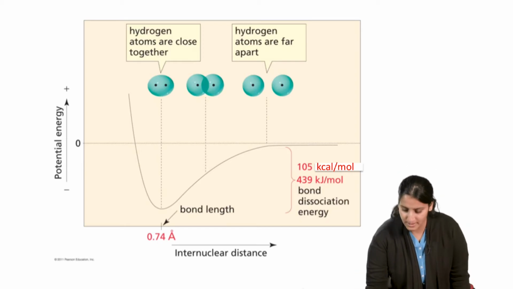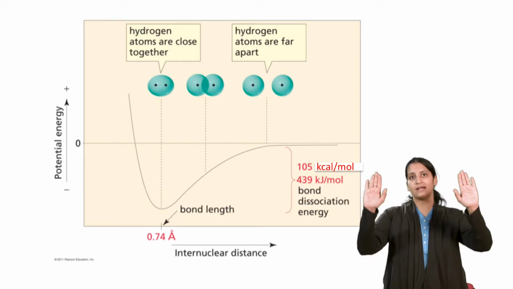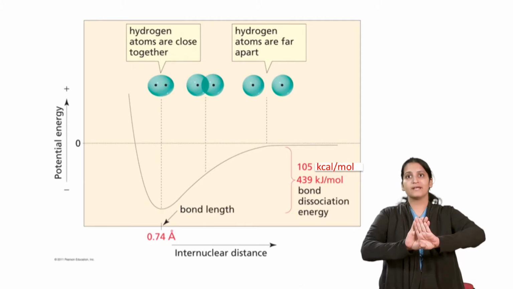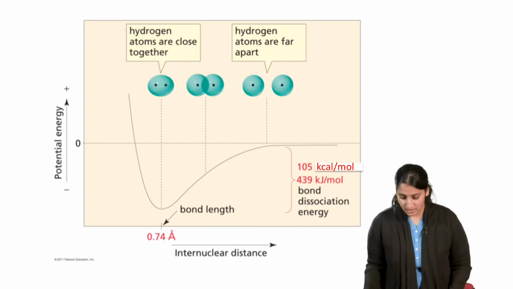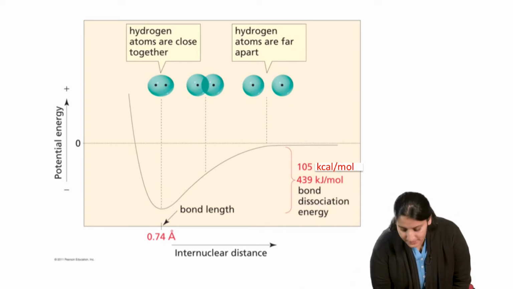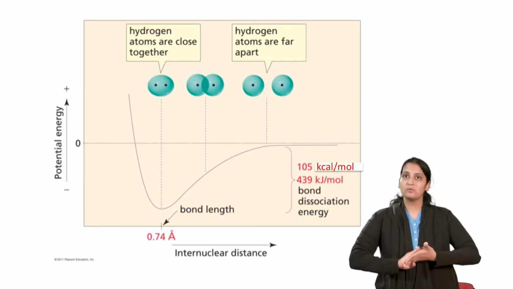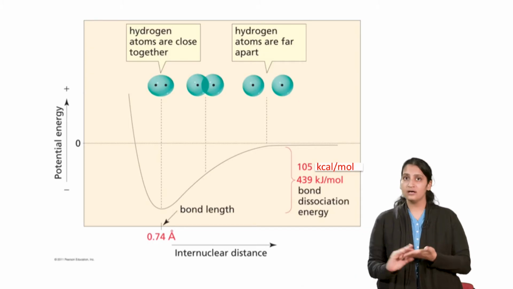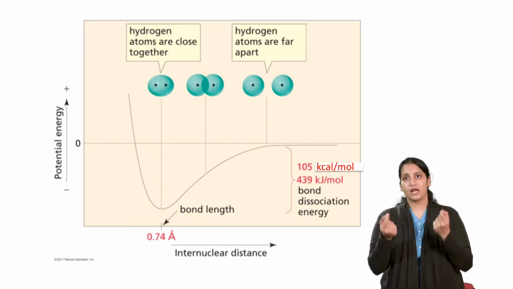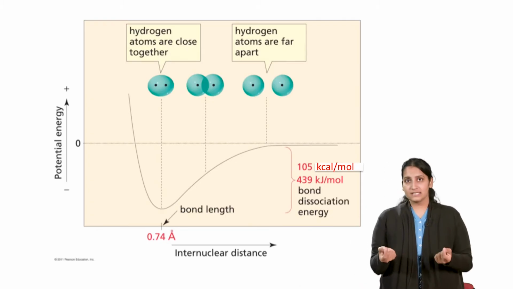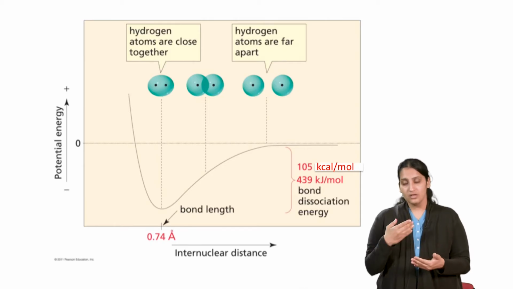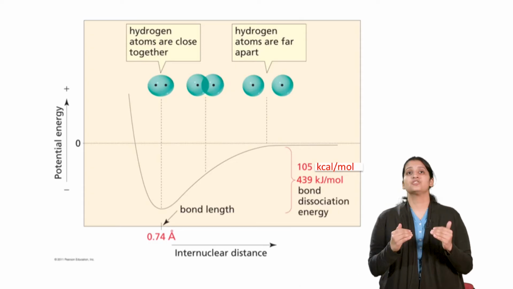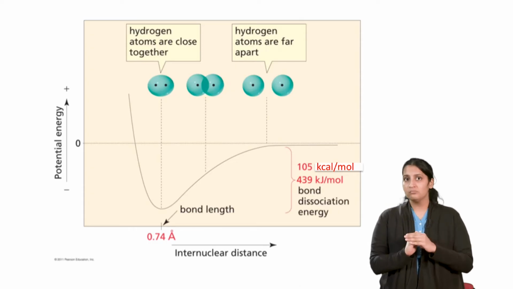So, in this case, for example, you will slowly start having an overlap between the two 1s orbitals, and as this distance goes on decreasing, at a particular distance you have maximum overlap, and that is in fact the bond length of the hydrogen molecule, or the bond length of the hydrogen-hydrogen bond. This particular distance or bond length also results in maximum stabilization.